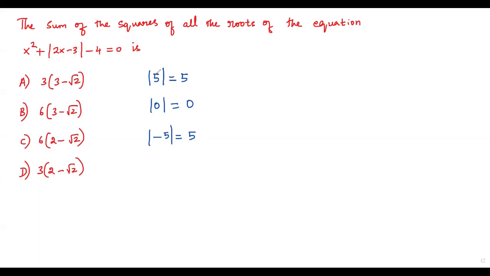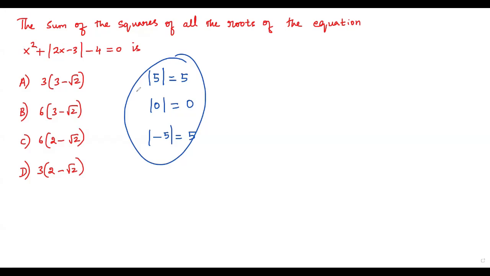When I have a positive value inside the absolute sign, it results in a positive value. When I have 0 inside the absolute sign, it results in 0. So when I have a positive value or 0 inside the absolute value, the result is the same as what we have inside the absolute sign. What if we have a negative value inside the absolute sign? It results in 5, which is the opposite of the number we have inside the absolute sign. So this is a basic understanding we need to have of the absolute value.